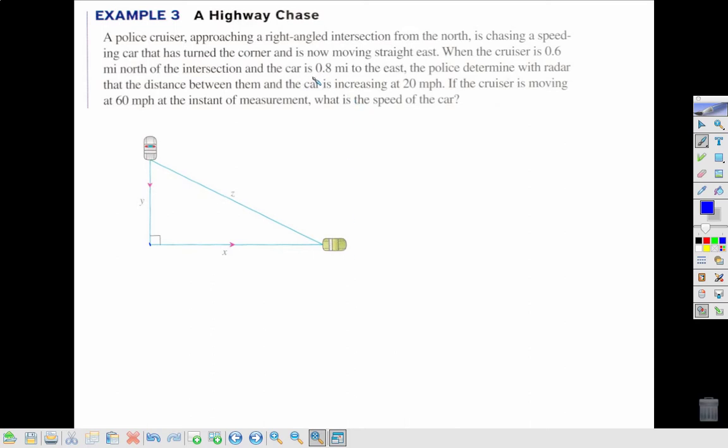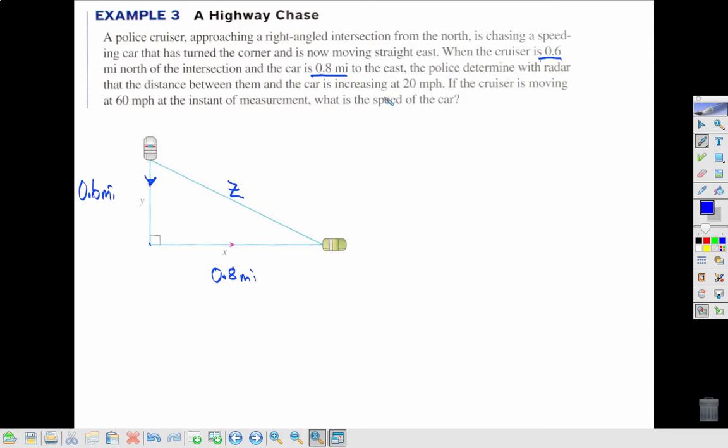What we do know is some information about where these vehicles are. For one thing, the cruiser, that's the police car, is 0.6 miles away. Notice that's a changing value because he is approaching, and so we're not going to treat that as a constant. We're going to have to use it later. The car is moving away and it's 0.8 miles away, and again it is not a constant because the car is moving. What we don't know is the z here and how far apart they are, but we can find that using the Pythagorean theorem.